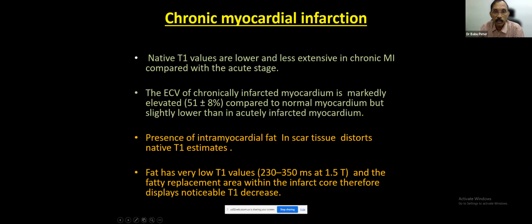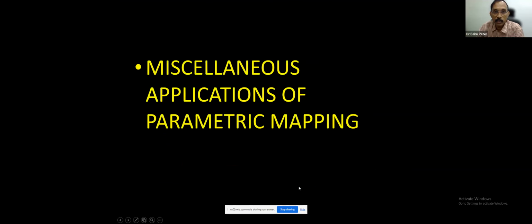In chronic myocardial infarction, the T1 values are high, but lower and less extensive compared to acute myocardial infarction. The ECV, however, is significantly increased, more than 51 compared to normal myocardium, but it is lower than in acutely infarcted myocardium. The only pitfall is that the presence of intramyocardial fat in scar tissue can distort the T1 estimates. Fat has low T1 values, and fatty replacement within the infarct core can show noticeable T1 decreases.